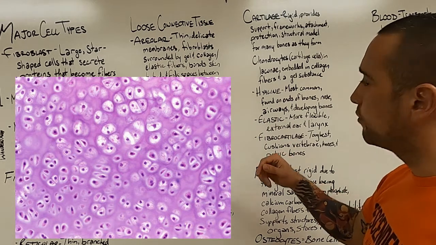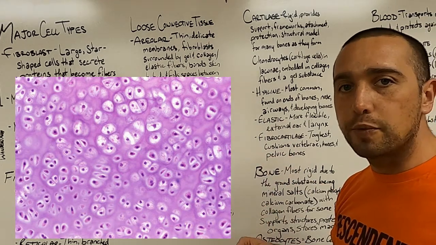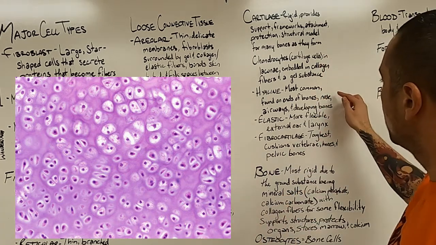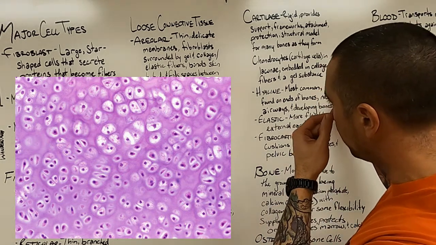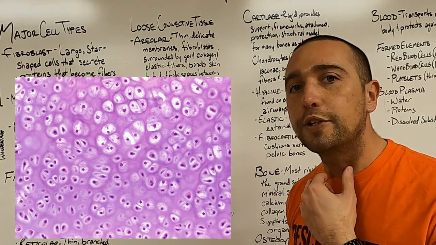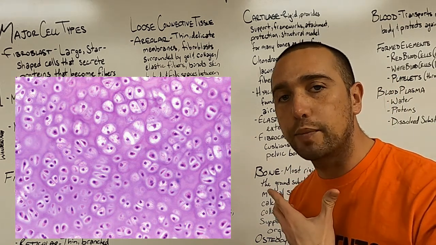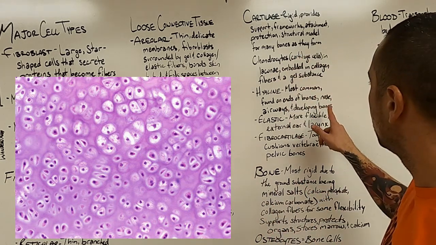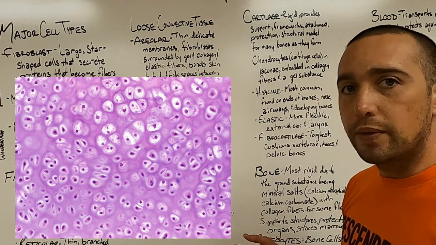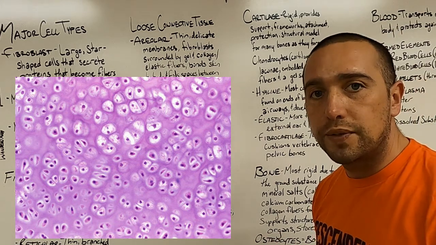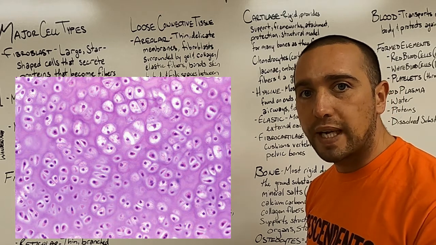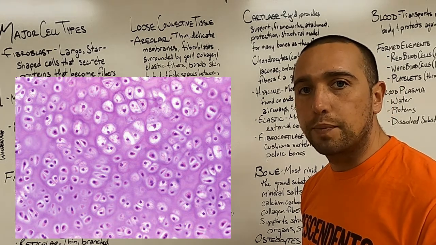It's found on the ends of bones so that in joints the two bones don't rub together and grind each other down. It's also the soft part of your nose. The rings in your trachea that keep it open and allow you to breathe are made of hyaline cartilage. And developing bones. As stated before, bones generally start off as cartilage, and as they develop and progress, the cartilage becomes bone.